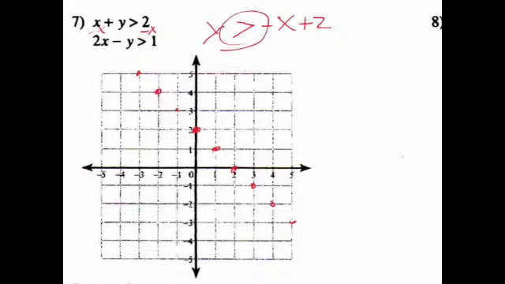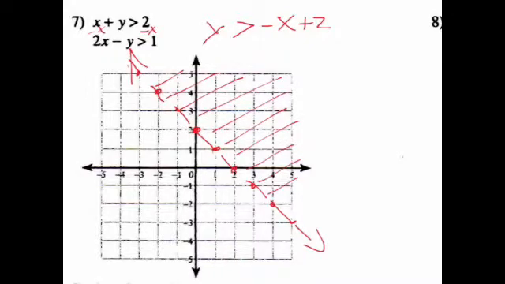So we have that, and that greater than symbol there says I'm going to need a dashed line, because it can't be equal to. So this is going to be a dashed line. And since it says greater than, I'm going to shade this way on my graph.